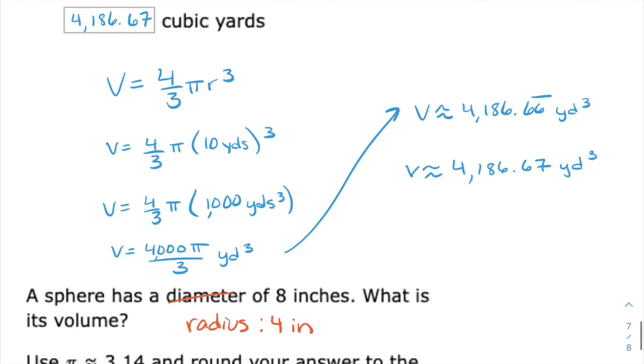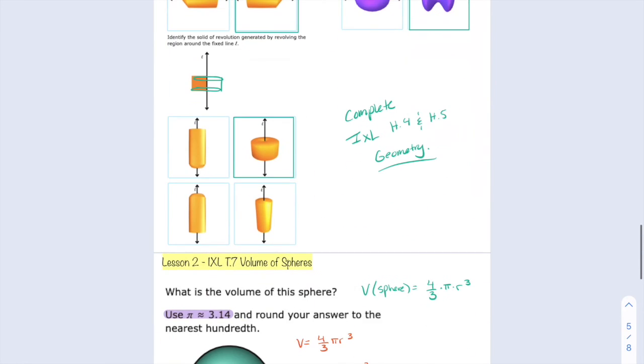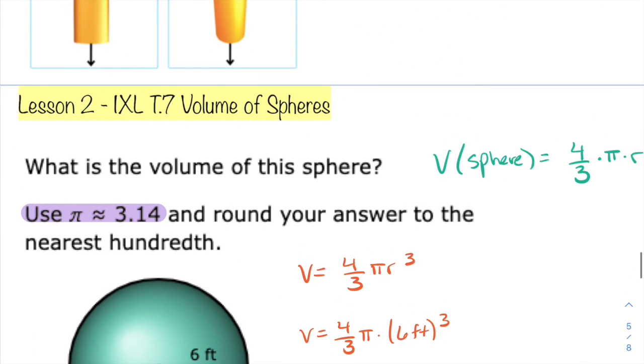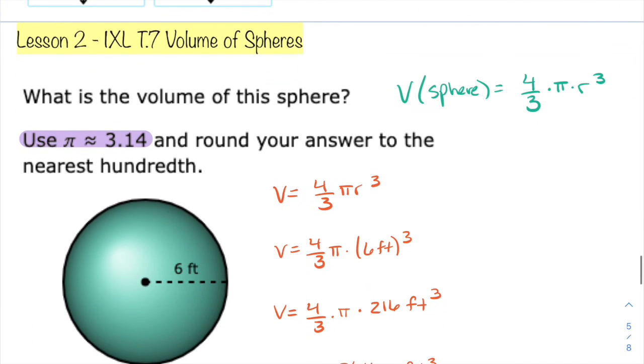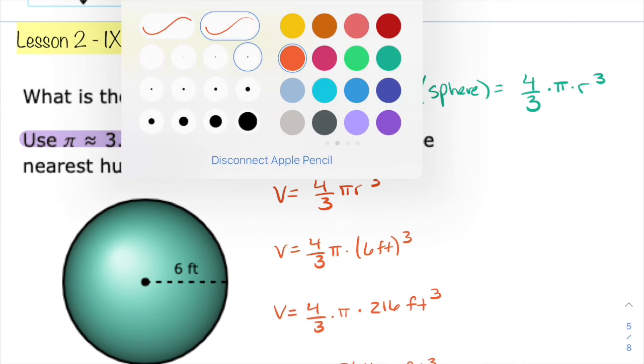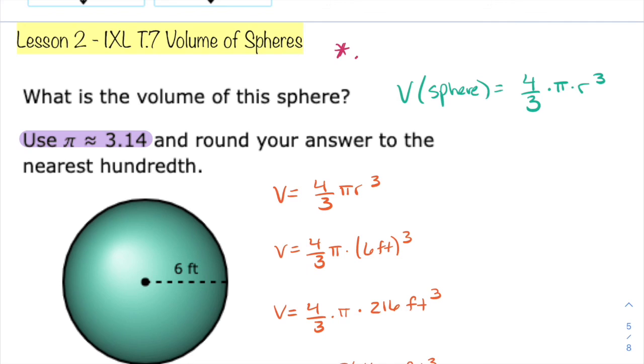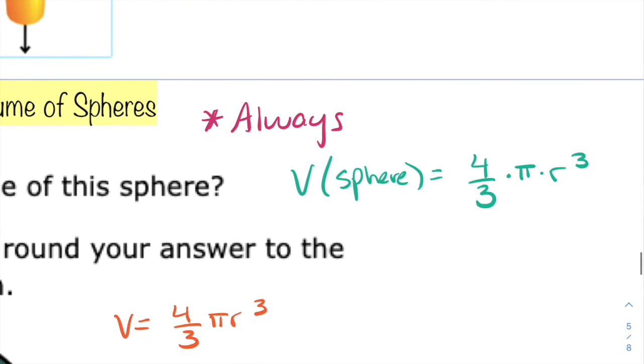You just have one formula to follow, okay? And then this one is, like I said, T7. So just always make sure you have a radius. That's your most important part. You always want a radius, okay? Always want radius for this one, because you get to substitute in for that, okay?